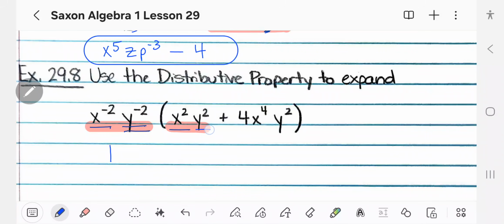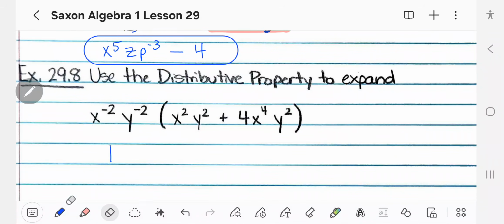This times this is going to be y to the -2 plus 2, which is 0. So that's just going to be 1. So 1 times 1, which is just 1. Now we need to keep that 1 because this times this is equal to 1. That's our first term. We don't have anything else here. If we had like a times 5, then the answer would just be 5, but there's not another number. So we need to keep that 1.